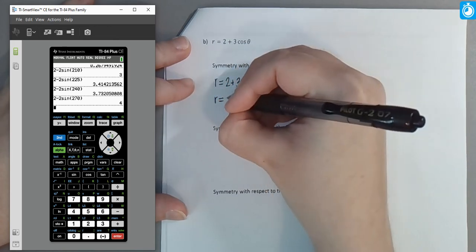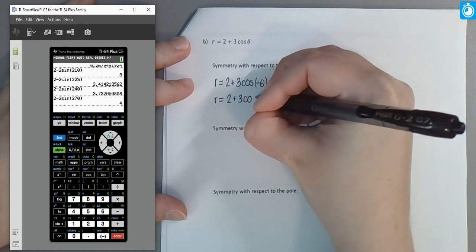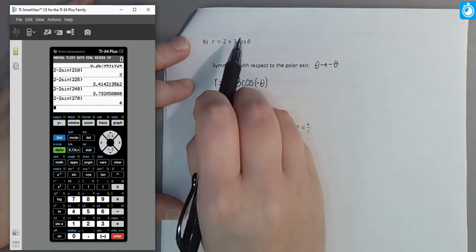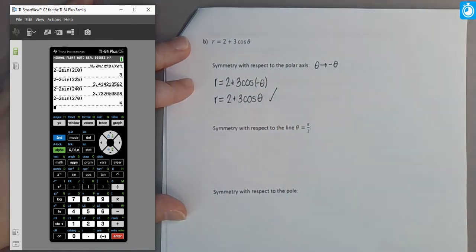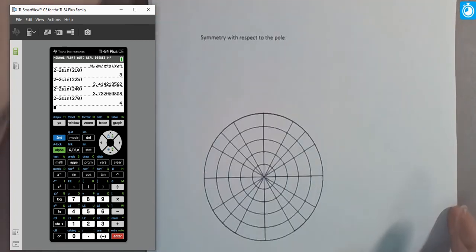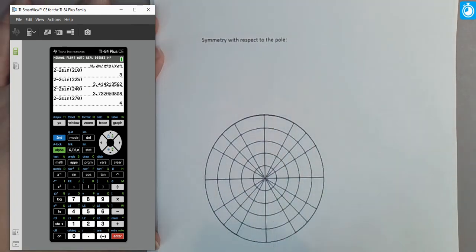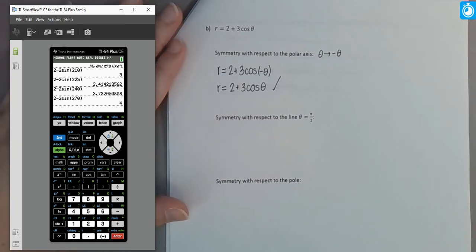So this is going to be the same thing as r is equal to 2 plus 3 times the cosine of positive theta, which matches our original equation. So that tells us that yes, this particular equation's graph is going to have symmetry with respect to the polar axis. So that means every point above the polar axis is matched by a point below the polar axis. Okay, now let's check our other two types of symmetry.